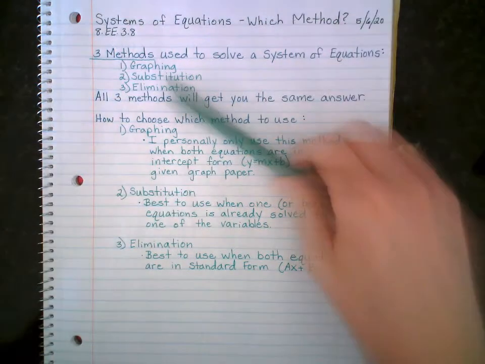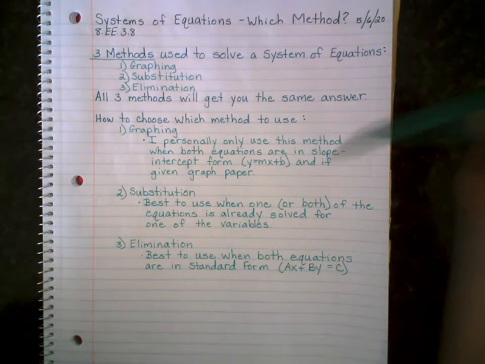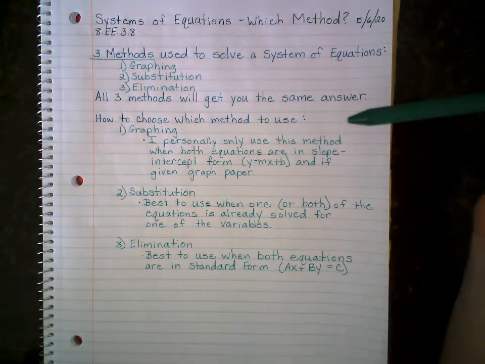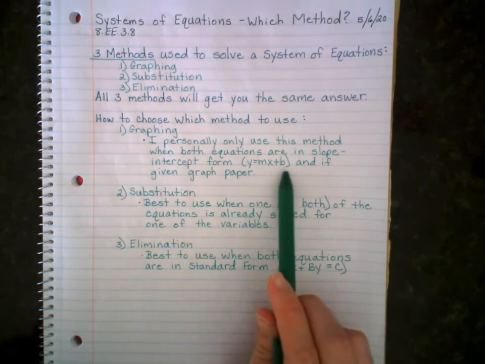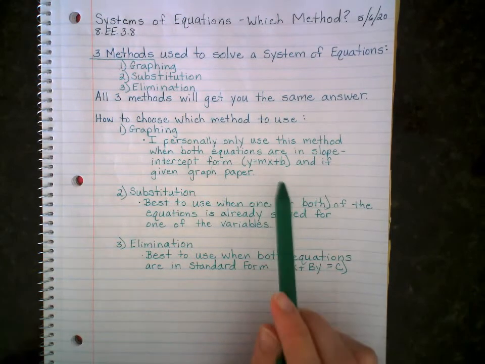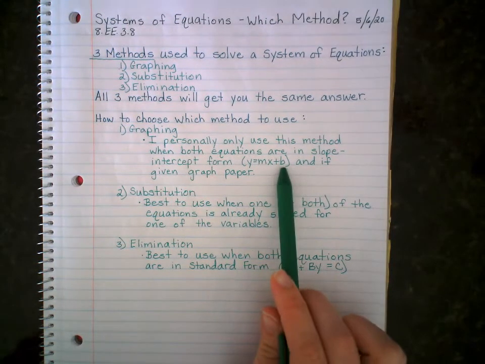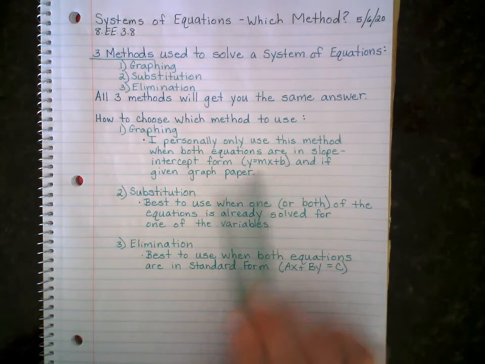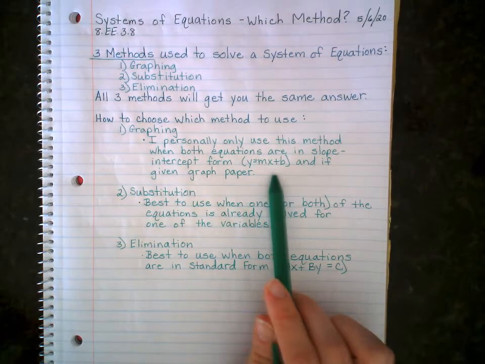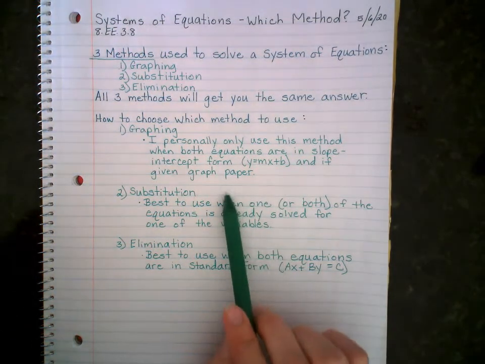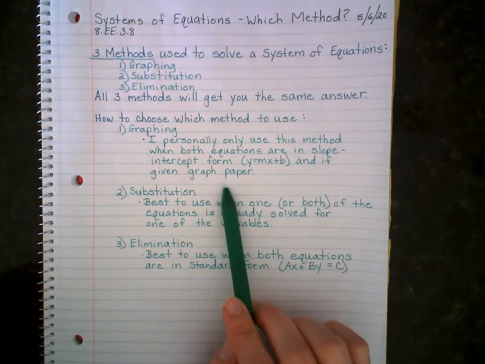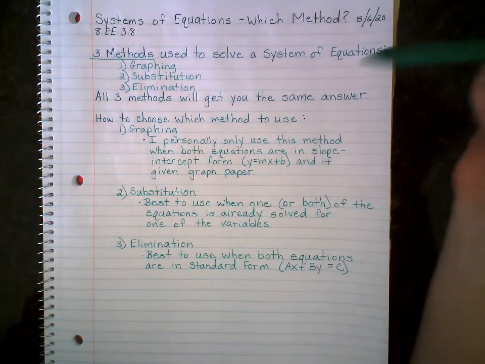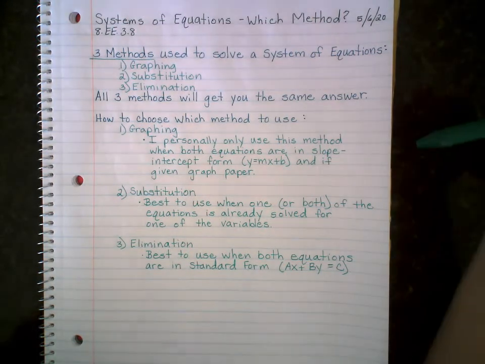So, graphing, I personally only use this method when both equations are given to me in slope-intercept form, which is y equals mx plus b. I think it's really easy to just plot the y-intercept, and then from the y-intercept, use the slope and graph the lines. I also only use this method if graph paper is given. If graph paper is not given, it's not going to be as accurate to just hand sketch the graph. Also, it's more time consuming.